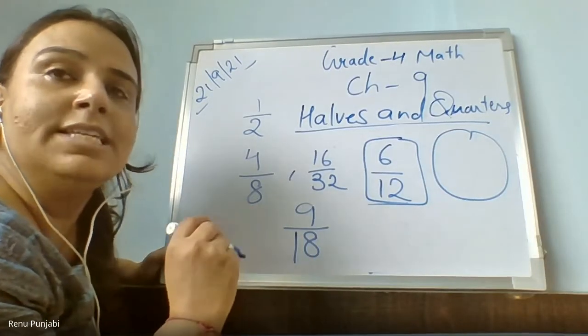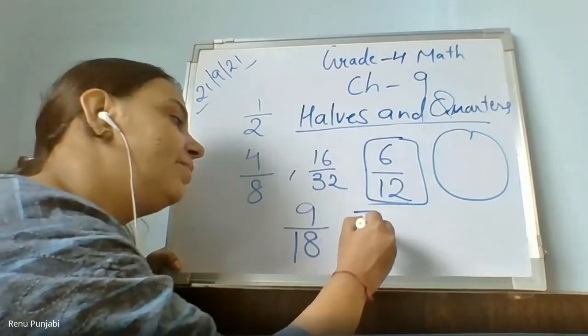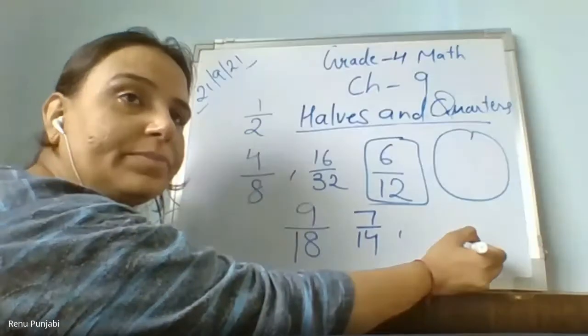Can anyone else? Yes, Kiana. Ma'am, 7 upon 14. Anyone else? Ma'am, 8 upon 16. Ahana. Ma'am, 10 upon 20.